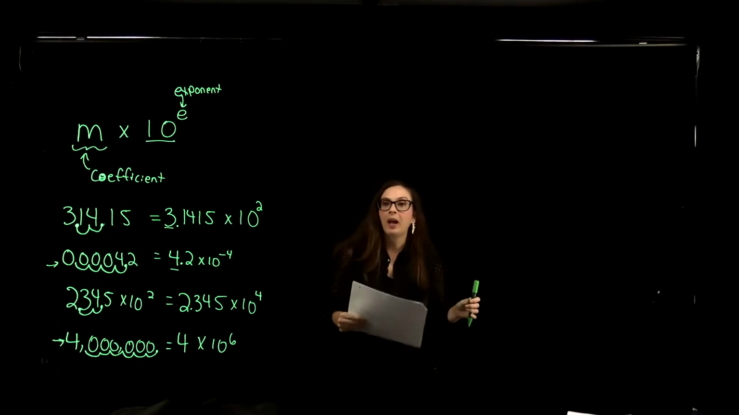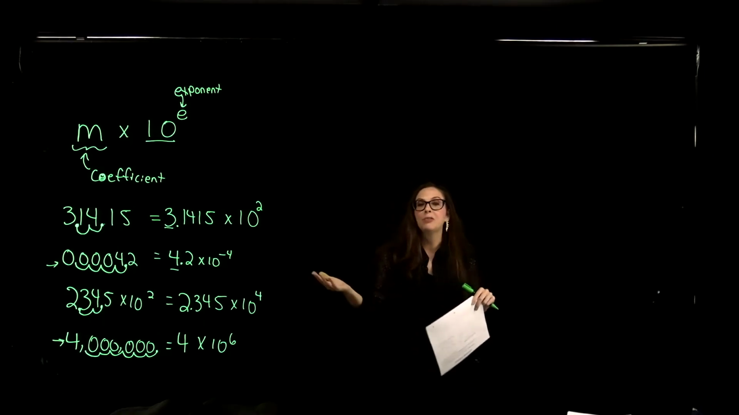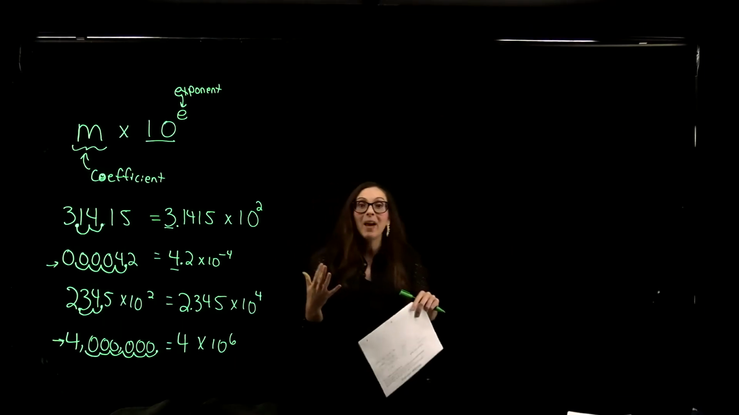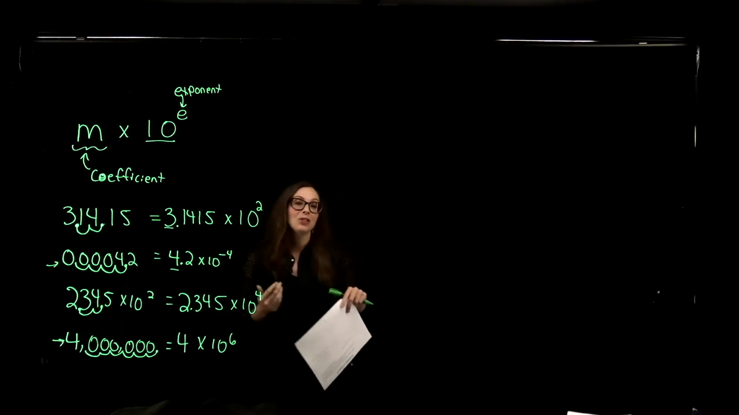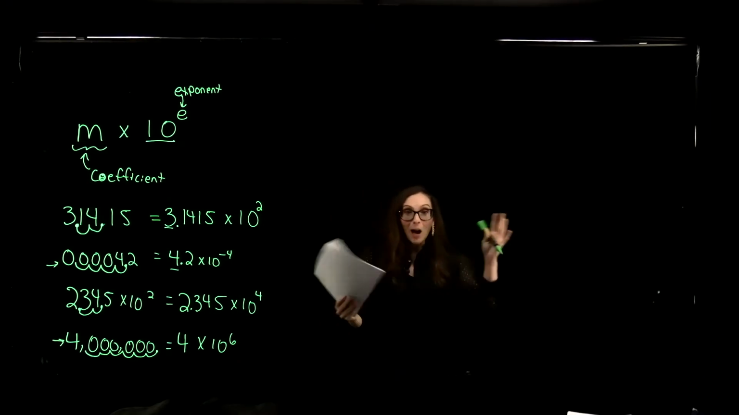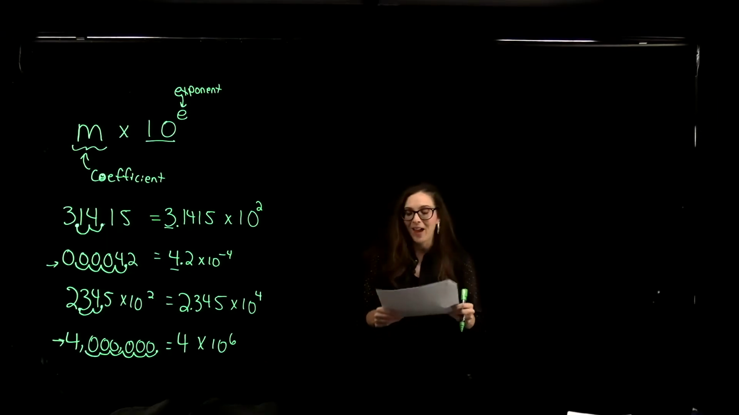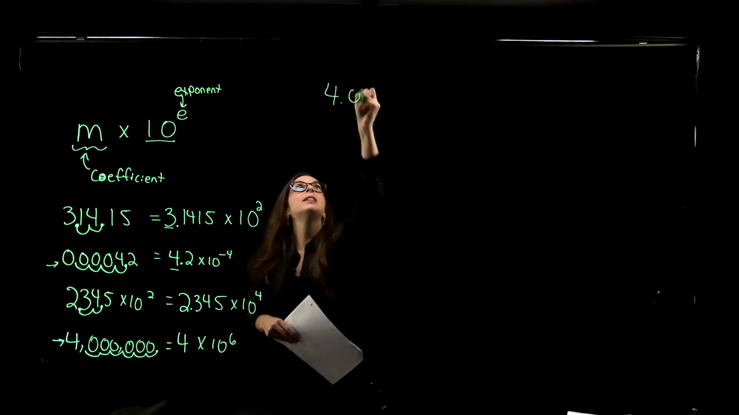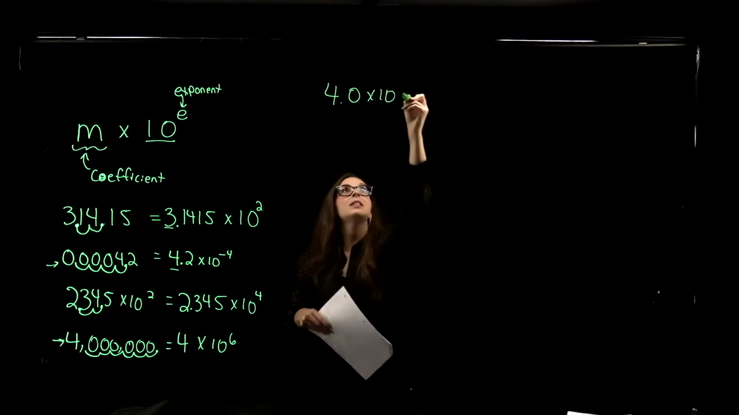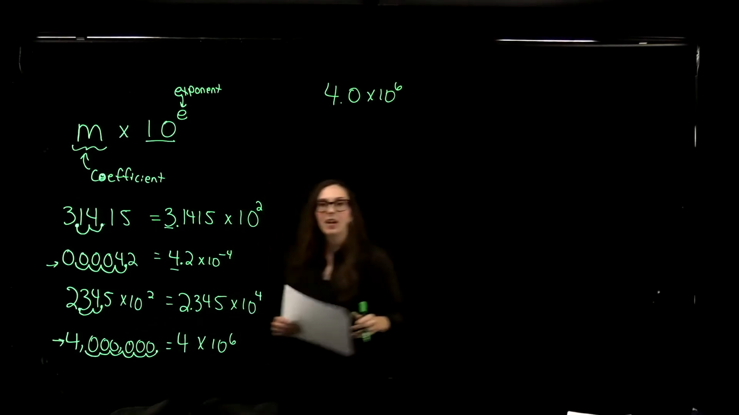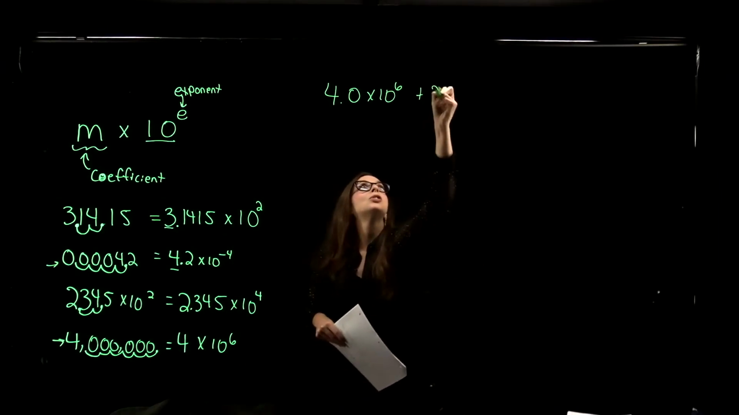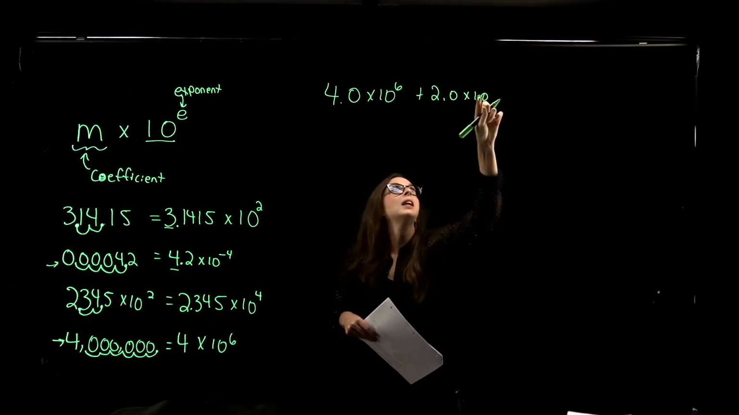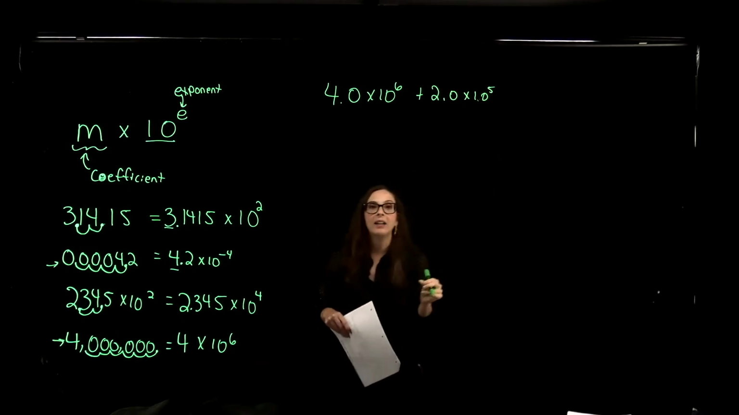Now, what do you do if you have numbers in scientific notation and you need to perform an operation on them? That means you need to add them or subtract them or multiply or divide them. There are some rules that we have to follow in order to perform those operations on your numbers, and we're going to talk a bit about that too. So let's say we've got this number here, 4.0 times 10 to the 6. That's the same thing as my 4 million that I just had right here, plus 2.0 times 10 to the 5. And I want to add them together.